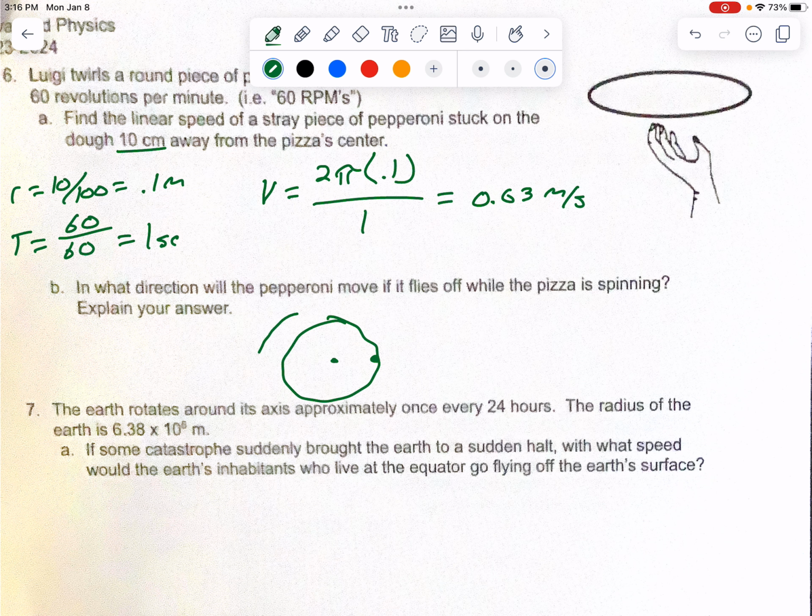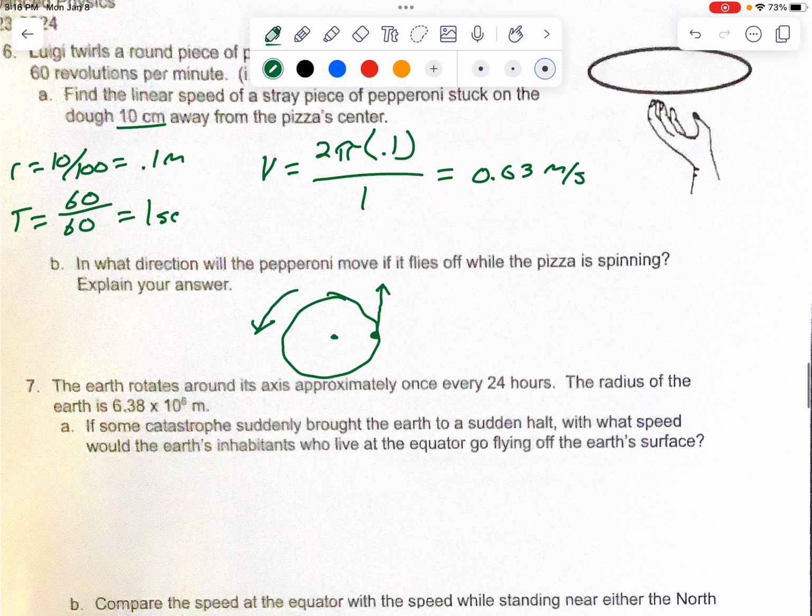And we'll just say our pizza is spinning this way. If the pepperoni were to fly off at that point, it's just going to keep going tangent to the circle. Whichever direction it was heading at that given point, that's the way it's going to continue to go.